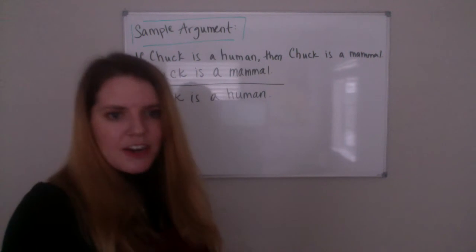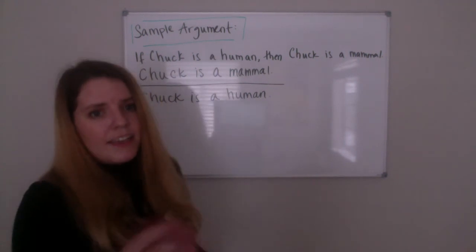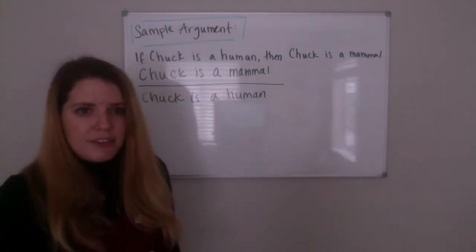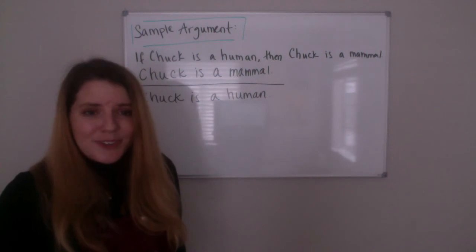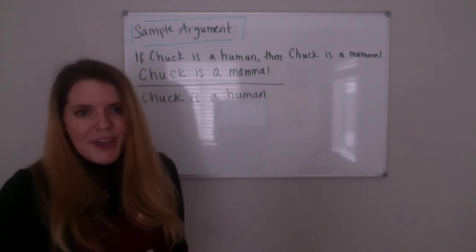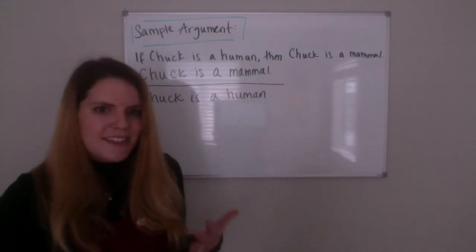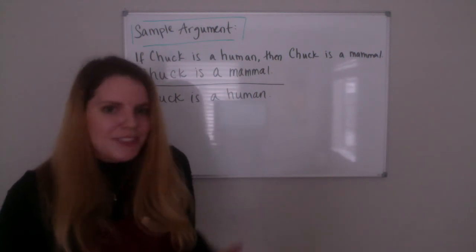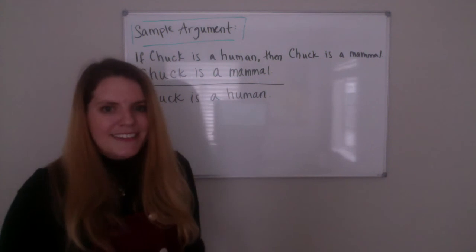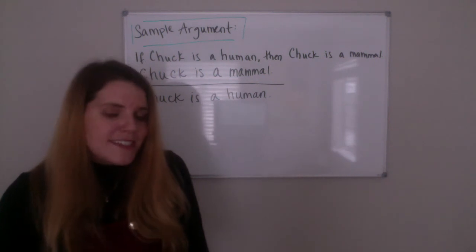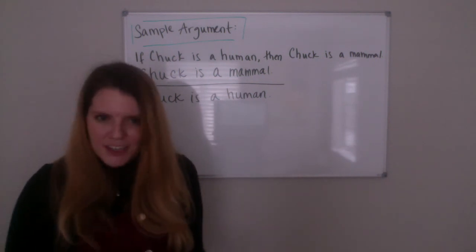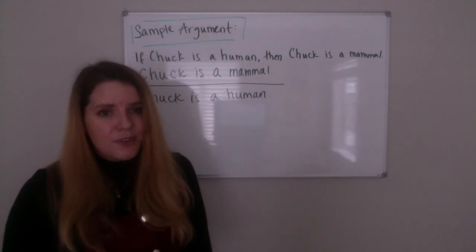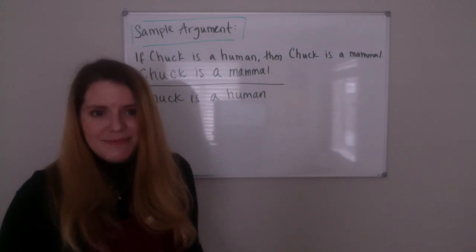So let's look back at our argument. It said, if Chuck is a human, then Chuck is a mammal. Chuck is a mammal, therefore Chuck is a human. Okay, so we already established that the premises were actually true, but with validity, we don't really need to know whether they're actually true. What we just care about is, hypothetically, if the premises were true, would it be possible for the conclusion to be false? If so, then the argument isn't valid.